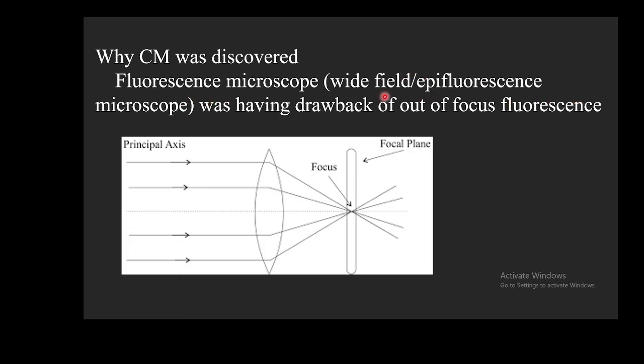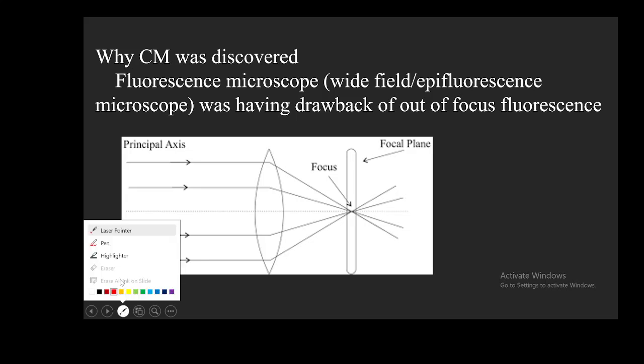The fluorescence microscope is also known as the wide field microscope and epifluorescence microscope, and it had the drawback of out of focus fluorescence. So what is this out of focus fluorescence? Suppose this is your lens and light is coming from your sample, and this is the principal axis of the lens, and this is the focal plane. Okay, so when the light hits this particular lens and produces the image at the focal plane, this is known as the on focal fluorescence or on focal image. Anything above or below is considered the out of focal plane.